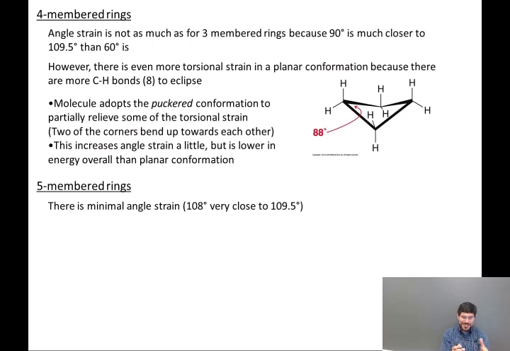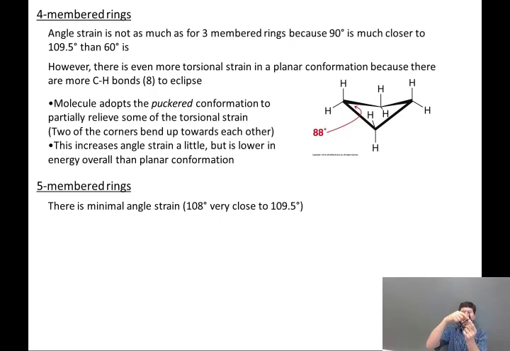Well, this should seem simple. There should be minimal angle strain because the interior angle of a pentagon is 108 degrees, and that is very close to the 109.5 degrees that's the ideal tetrahedral angle. In fact, these angles are close enough that for all intents and purposes, we say that there is no angle strain associated with a cyclopentane. However, there is torsional strain, right?